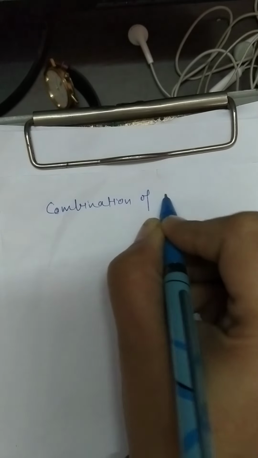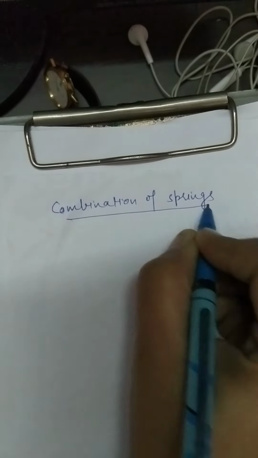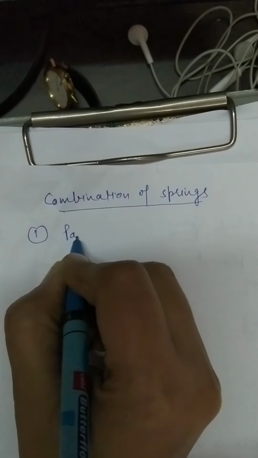Now next we are going to start the combination of springs. In combination of springs, there are two combinations that we have to discuss. First is parallel combination.